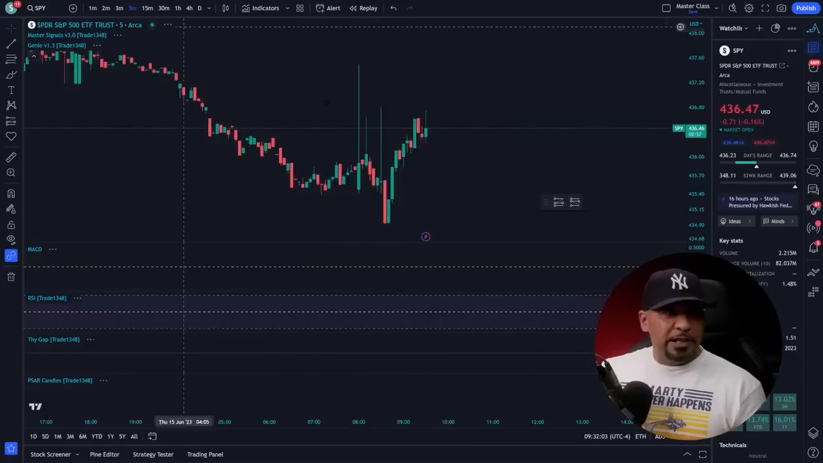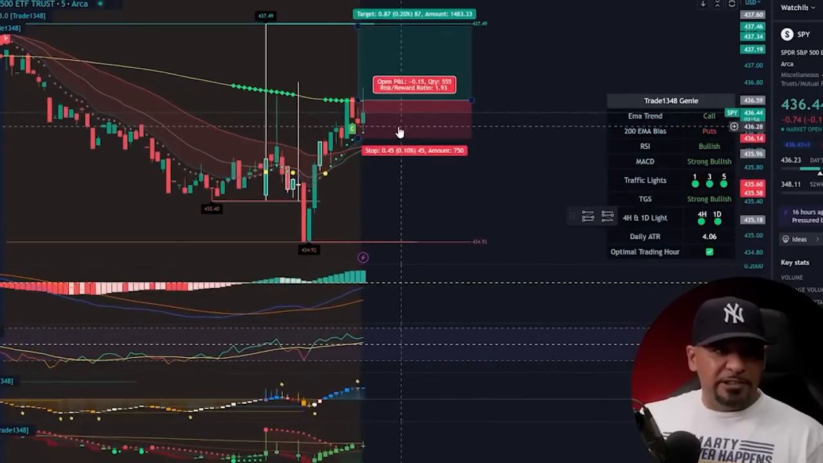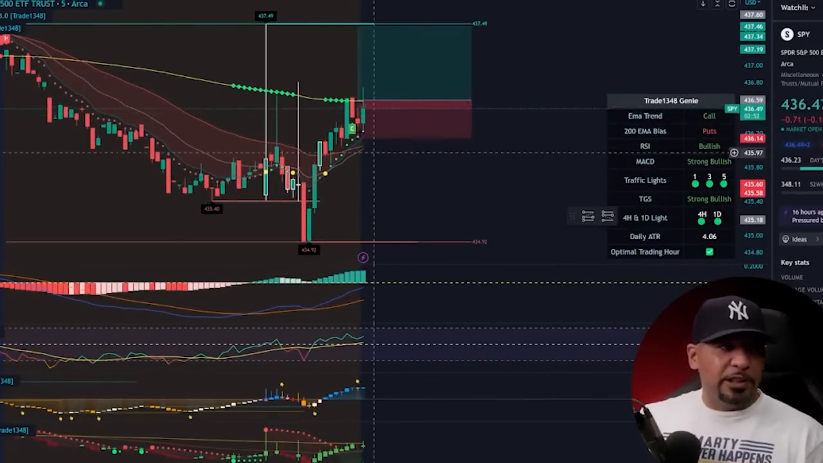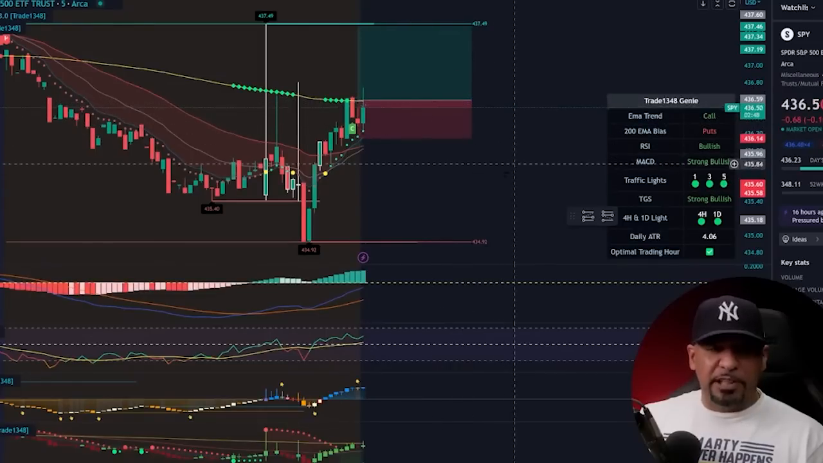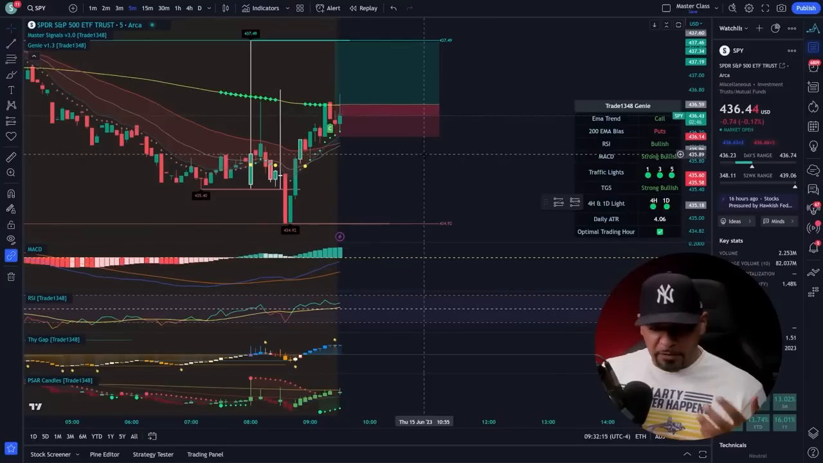So let's go back to the 5. We have a traffic light. We're going to believe in this traffic light. We're going to believe in this potential cross here, right? We just need the momentum to break the 200 on the 5. This is our first trade design out the gate. Let's see how we do, okay?